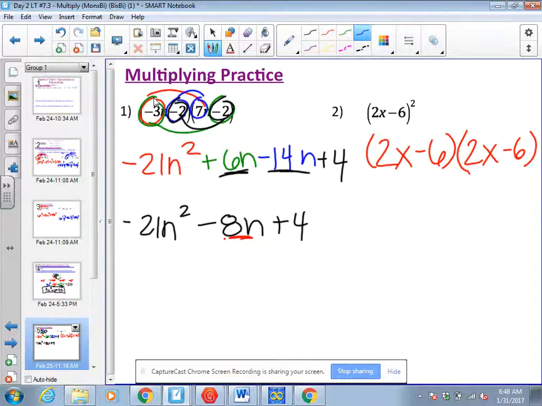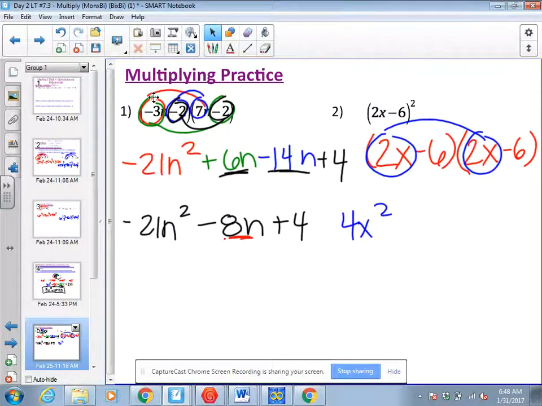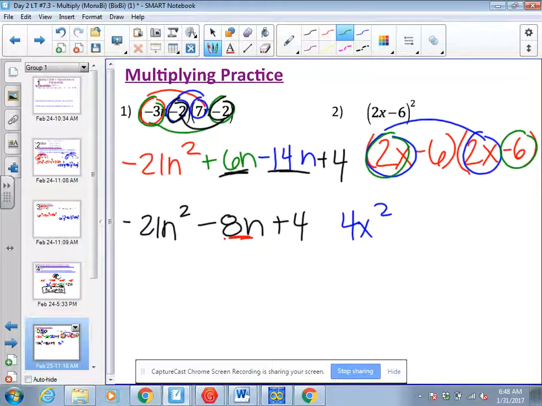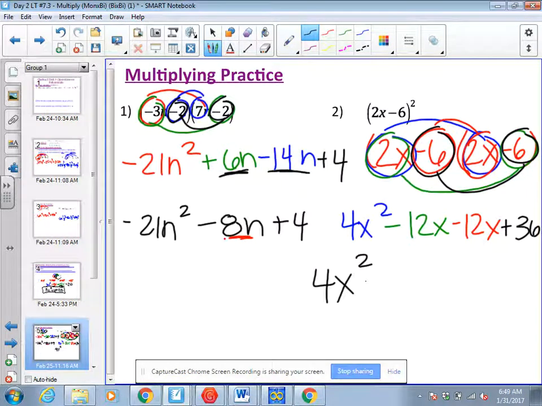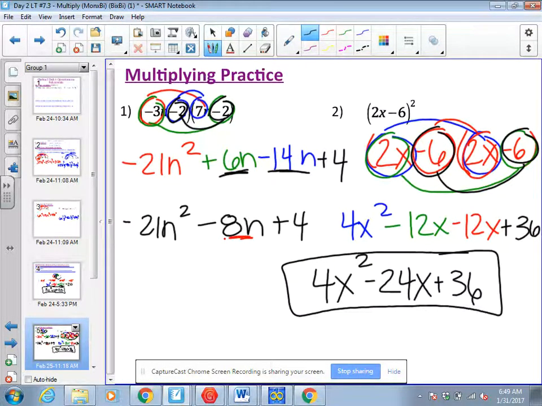Then you can apply that FOIL idea, or the distributive idea, that first two terms of each binomial get multiplied together, followed by your outer two terms, followed by your inner terms, followed by the last terms. 4x squared minus 24x plus 36.